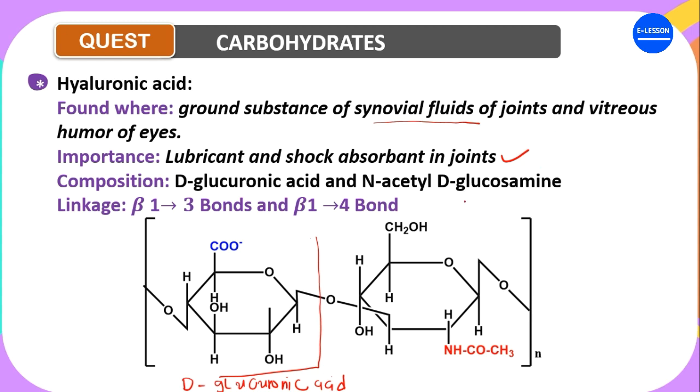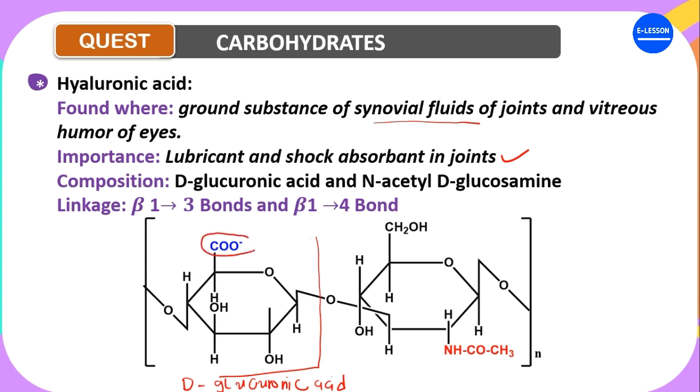So this one contains D-glucuronic acid. If it is mannose that was present here, it becomes mannuronic acid. But because this one is glucose, this is why we call it glucuronic acid. Is that understood? If it is fructose, let's assume, it will be fructuronic acid. It's just an assumption. If it is galactose, it will be galactose uronic what? Acid, etc.